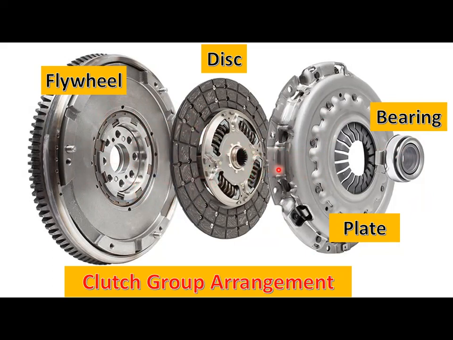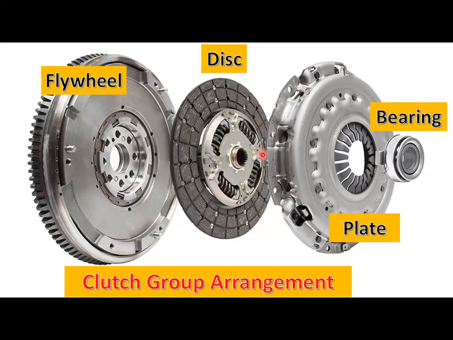So the engine flywheel is the first driving member. Its surface is very smooth where it squeezes the driven plate. The driven plate is the disc, the clutch disc. If you can see it, there is a spline here, and the main drive of the transmission will be inserted into this spline. So when the disc is turning, the main drive of the transmission will also be turning.